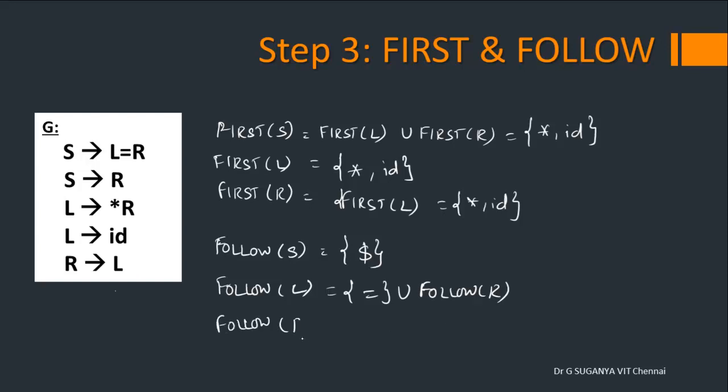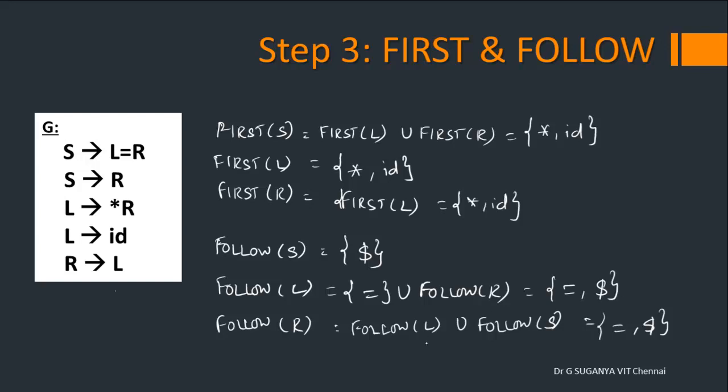Now coming to follow of R. What is follow of R? In three places R is there. In one place its parent is L. In two other places its parent is S. So follow of L union follow of S. So what is follow of R? Equal to dollar. Here also it will be equal to dollar. I hope this is clear. Follow of L is equal to follow of S is dollar, and hence I have replaced here.